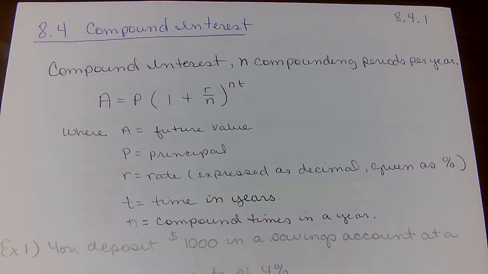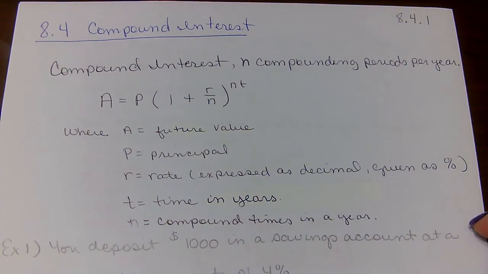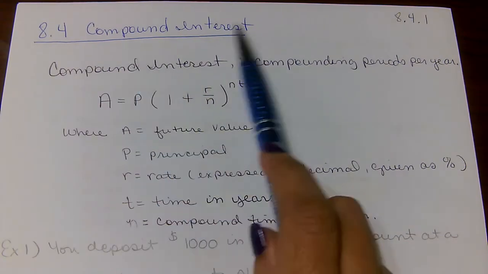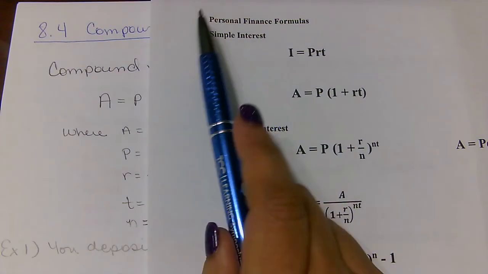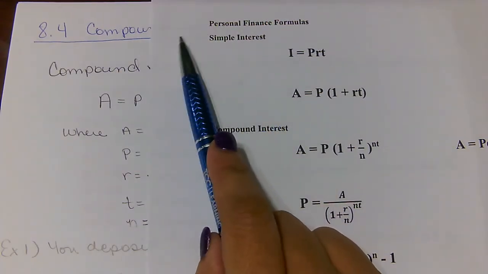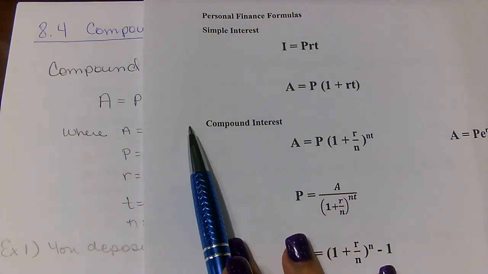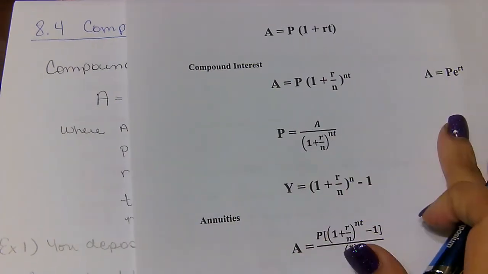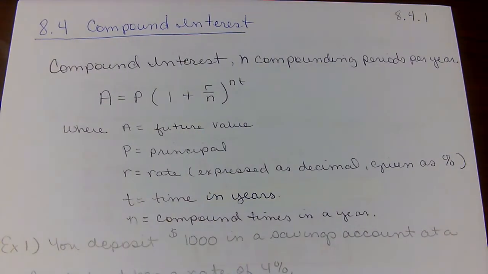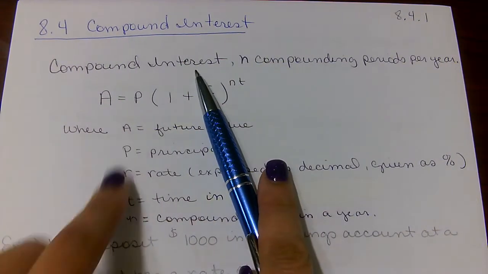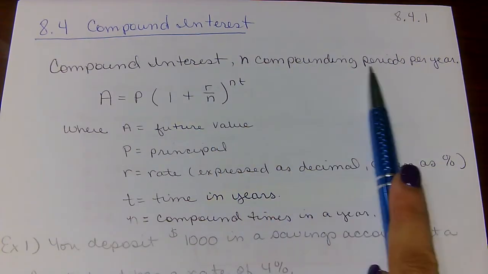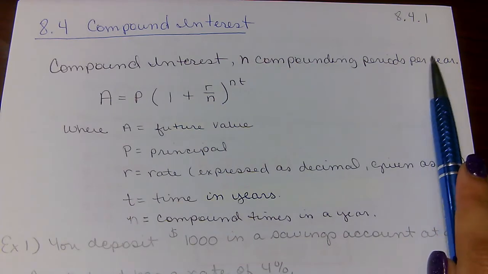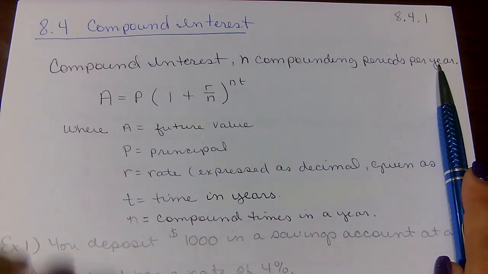In this video, we'll be covering Chapter 8, Section 4 on compound interest. This one is on our reference sheet, so if you notice 8.3 was here, this will be 8.4 formulas. Compound interest is different from simple interest because now we have a number of compoundings per period in that time.